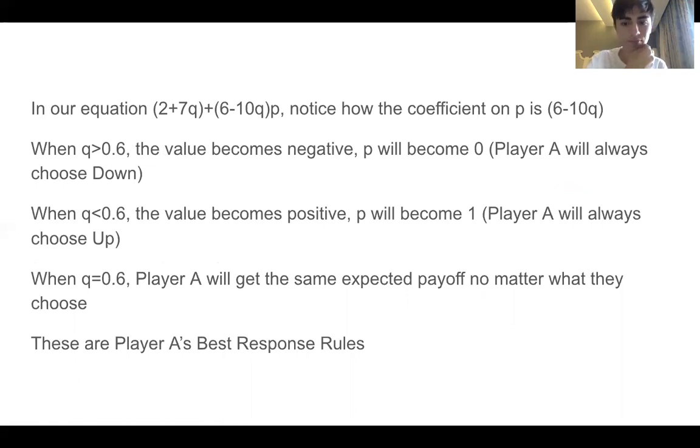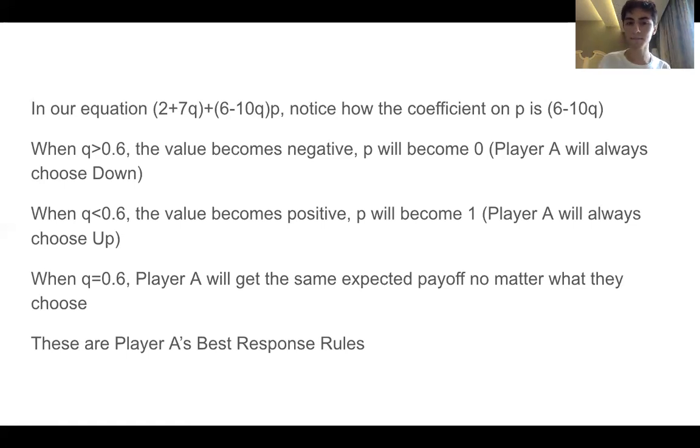So the probability has to be greater than 0.6. If the probability is greater than 0.6, then P will be 0, so the payoff that player A will get is like 2 plus 7Q. If Q is less than 0.6, then P is 1.